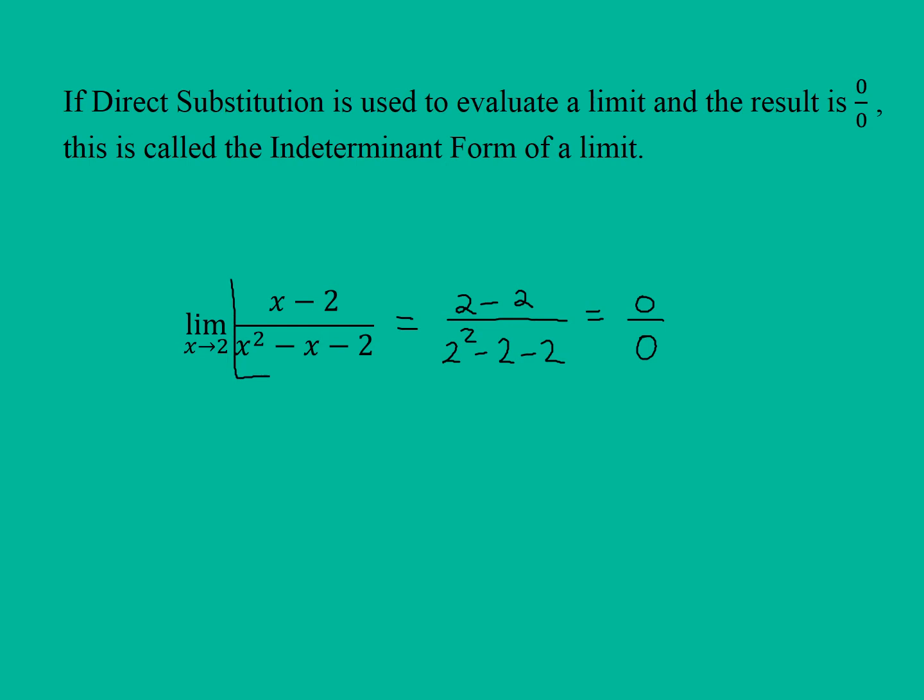What this means is we would have to try to manipulate this expression somehow so we could try direct substitution again. Now we're going to get to some of these types of problems in a little bit, but I just wanted you to become familiar with this terminology. Direct substitution is where if we have a continuous function, we plug in the value for x and try to evaluate the limit. If we get 0 over 0, that's called the indeterminate form, so we're going to try to manipulate this expression and keep it as an equivalent expression, but then use direct substitution to get some value.